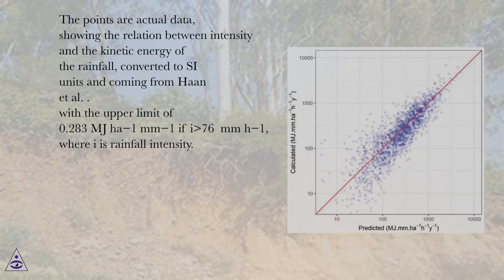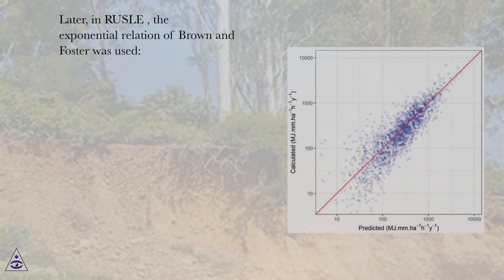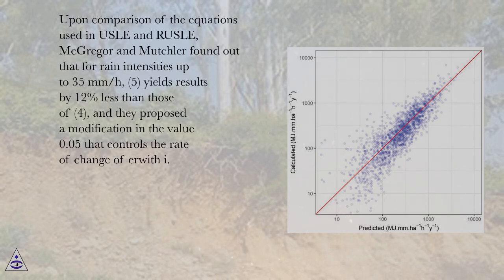With the upper limit of 0.283 megajoules ha-1 mm-1 if I is greater than 76 mm h-1, where I is rainfall intensity. Later, in RUSLE, the exponential relation of Brown and Foster was used. Upon comparison of the equations used in USLE and RUSLE, McGregor and Mutchler found out that for rain intensities up to 35 mm per hour, 5 yields results 12% less than those of 4, and they proposed a modification in the value 0.05 that controls the rate of change of e with I.